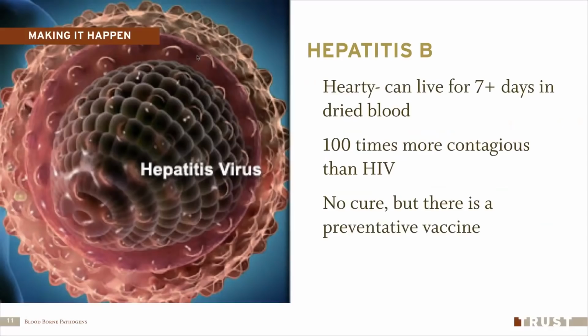It lives for a long time, 100 times more contagious than HIV. There is no cure for hepatitis B, but the good news is there is a preventative vaccine for that one. And a lot of workers do get the hepatitis B vaccine. Children in schools get their hepatitis shots, and so there's kids getting that. But as adults, we want to make sure that we are definitely covered on that and get the vaccine. That is the recommendation there.